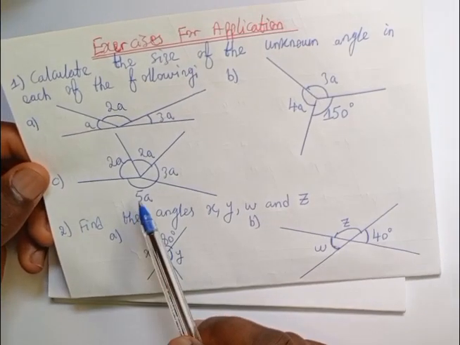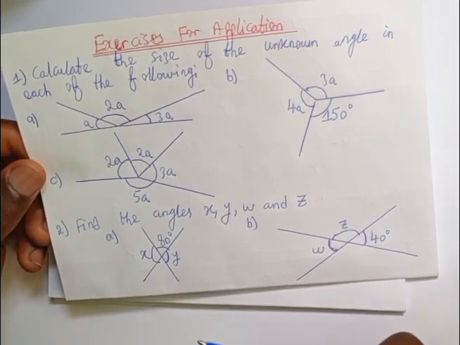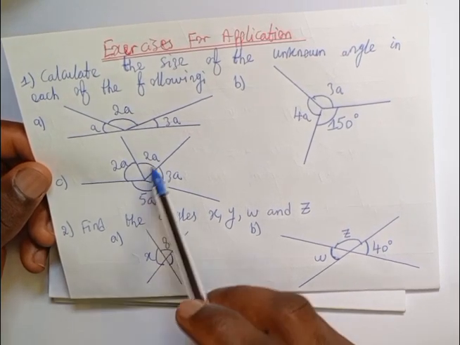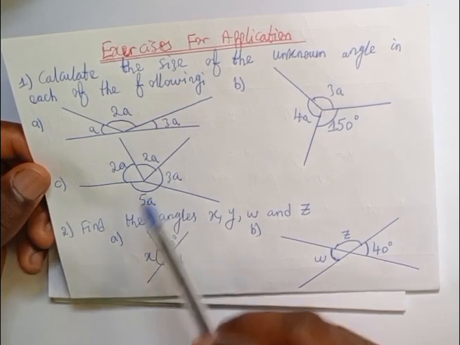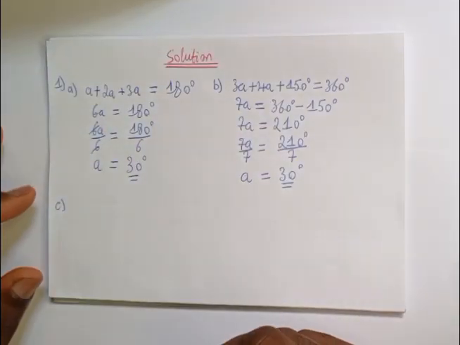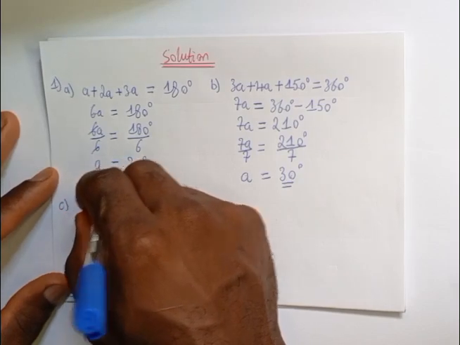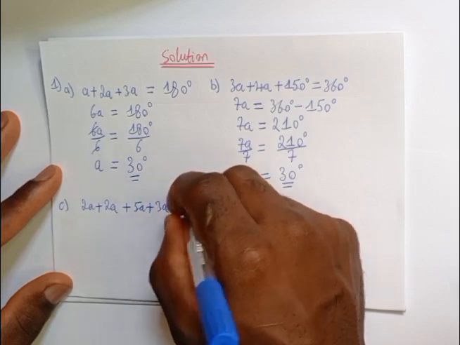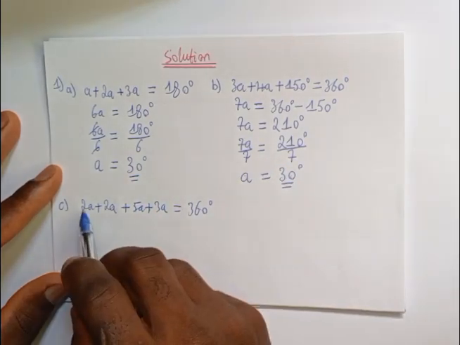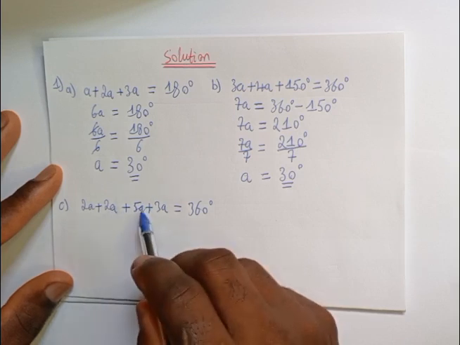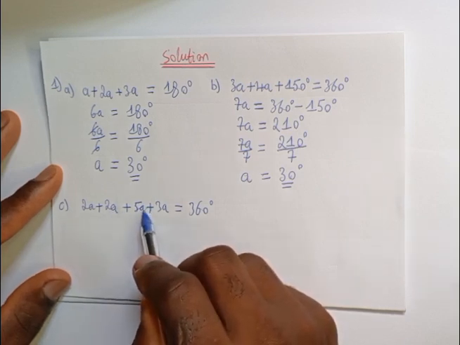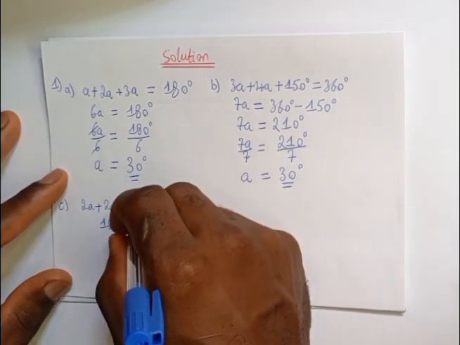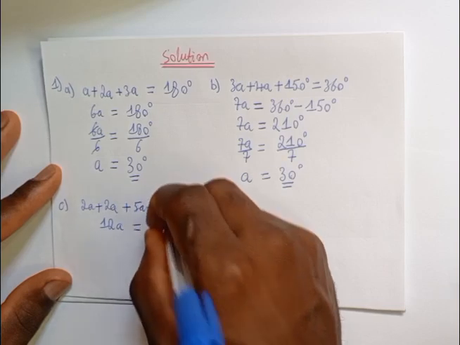For question C, we are to find the angle A. We are still going to make use of the fact that the sum of the angles around a point is equal to 360 degrees. That means 2A plus 2A plus 5A plus 3A is equal to 360 degrees. 2A plus 2A gives us 4A. 4A plus 5A gives us 9A. 9A plus 3A gives us 12A is equal to 360 degrees.